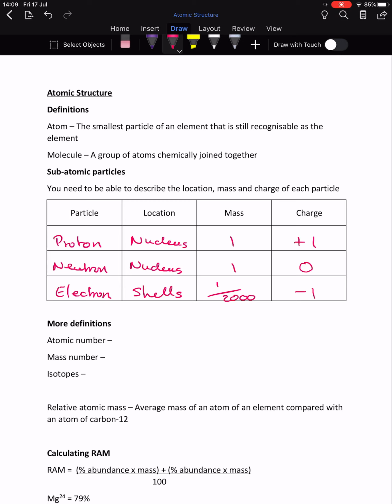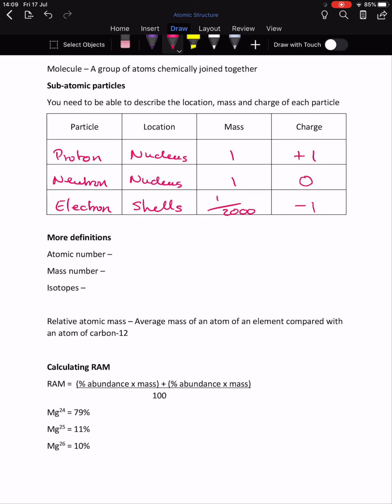Some more definitions for us here. On the periodic table, we can find the atomic number and the mass number for an element. The atomic number gives us some information about that atom. It tells us the number of protons. This is also electrons for when we look at drawing atoms in the next topic. The mass number tells us the number of protons plus neutrons. This is always the bigger of the two numbers.